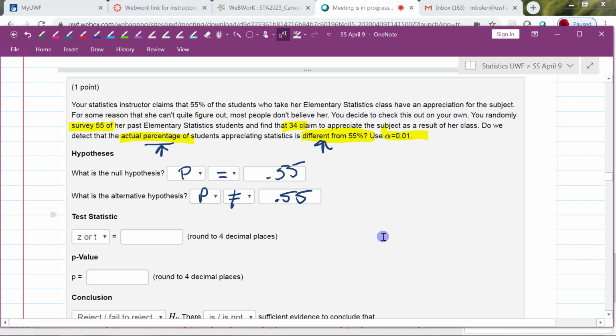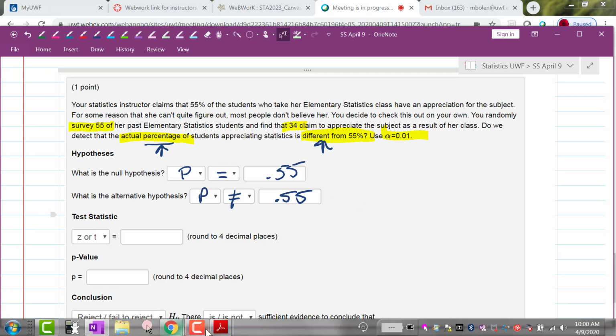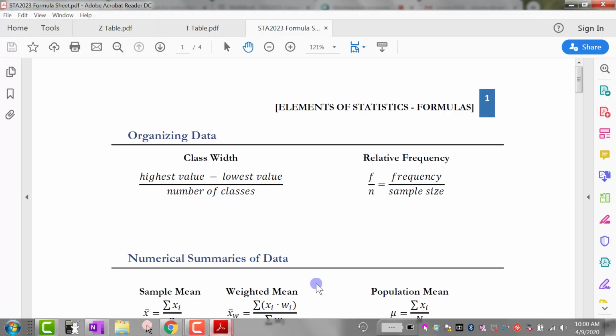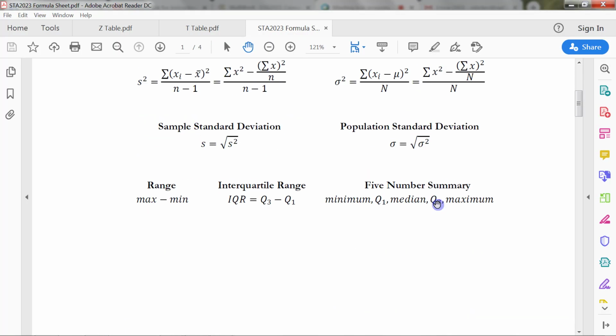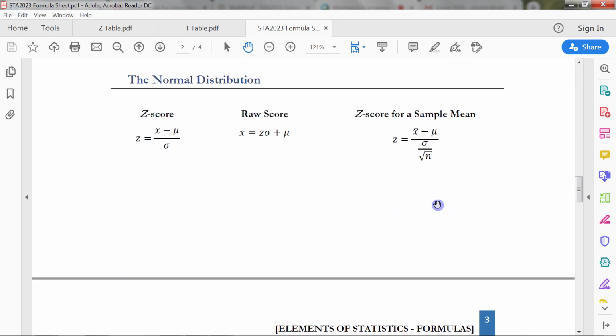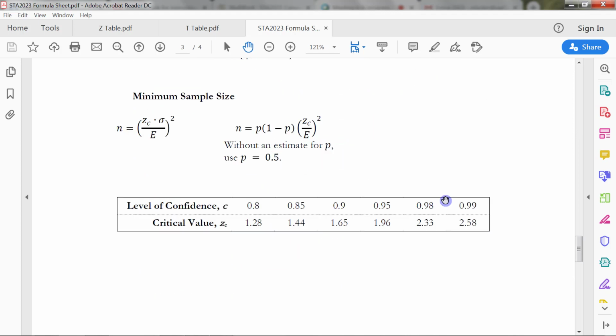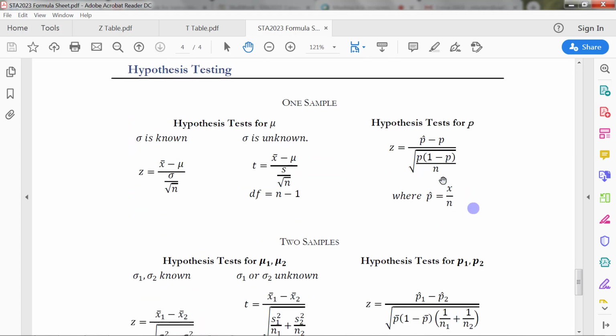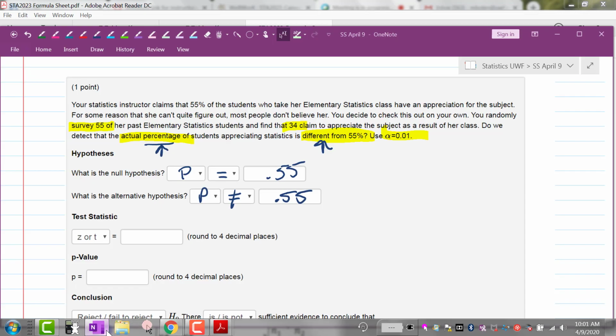So it says find the test statistics. So here we go. Let's grab our formula sheet because we have to have our formula sheet because that's where we're going to be getting our stuff from. We're hypothesis testing, so it's on page 4. And we're doing one sample hypothesis test for proportion. Here is our test statistic right there. And you're going to see that for proportion, the only thing we have is a z. So a t isn't even an option for that.